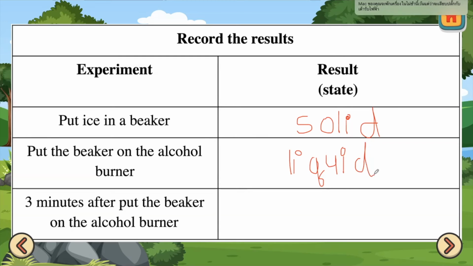Next, the last, after 3 minutes after I put the beaker on the alcohol burner, what did you see? I saw the water vapor around the beaker. That means the liquid turned to a gas, teacher. The state is gas. Okay, great. Gas.